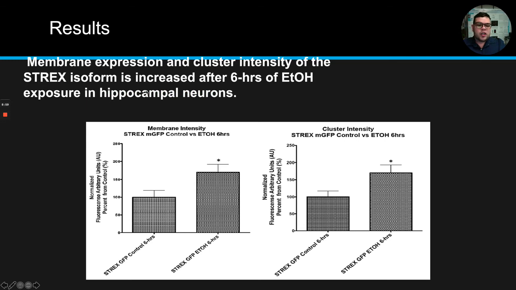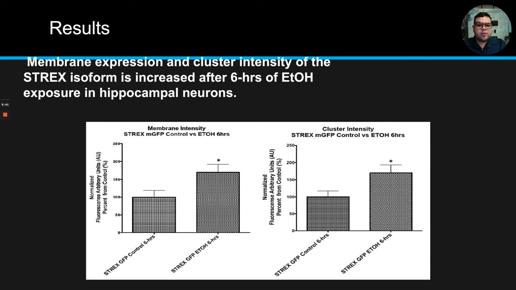We measured the clustered intensity, and we also measured the membrane intensity for 6 hours of exposure, and we did this tagging the Streck's isoform with a GFP tag, so we could see that concentration and be able to quantify it. So we see that for the mean membrane intensity after 6 hours of exposure to acute ethanol, there's an increase in the concentration of these channels, as well as for clustering.